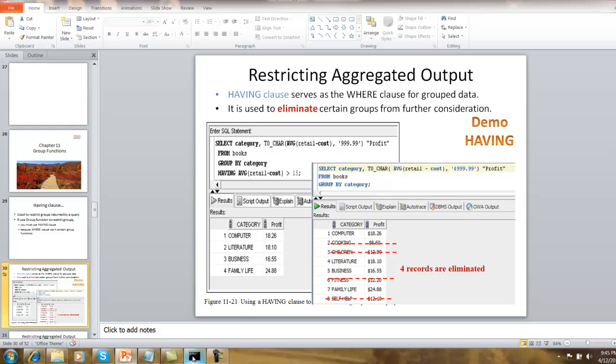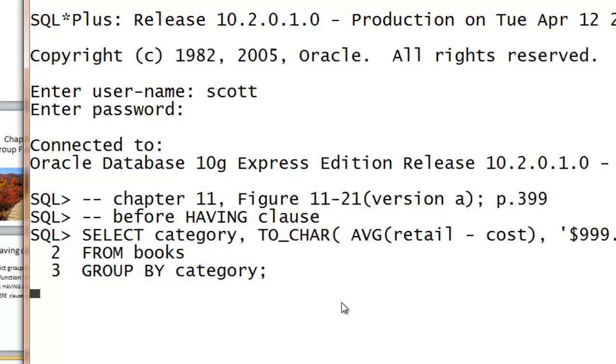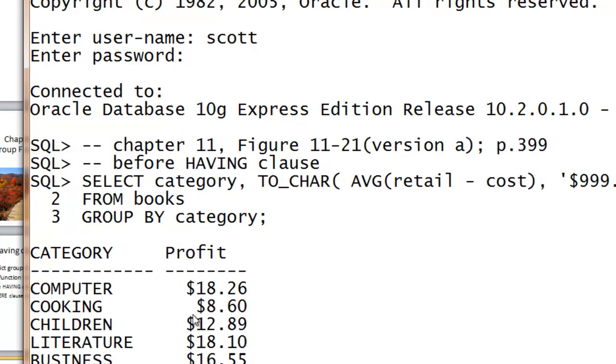If we run the same command in SQL, again the same results, the same output, and this works. Whereas before, if we run category by itself without grouping it by category, you usually got an error because it was looking for some way to use the category and found it as a single. For computer books, the profit for the entire category was gauged as an average profit of $18.26.